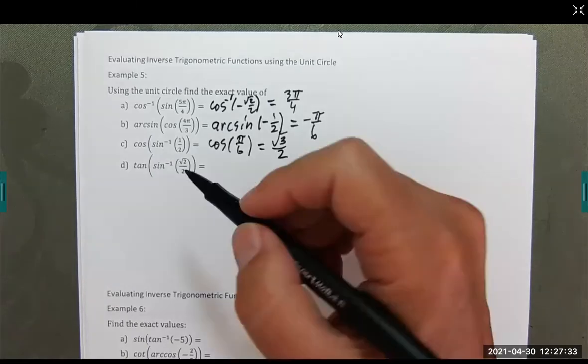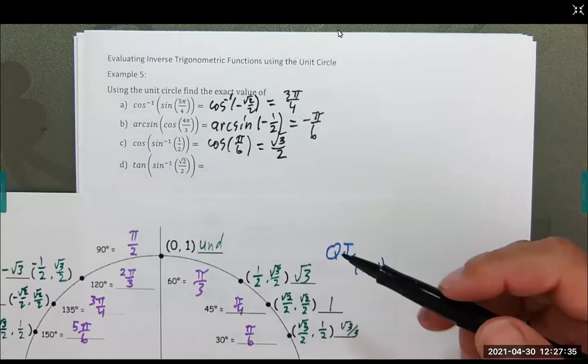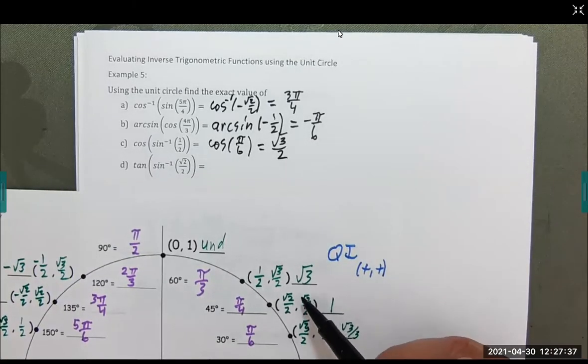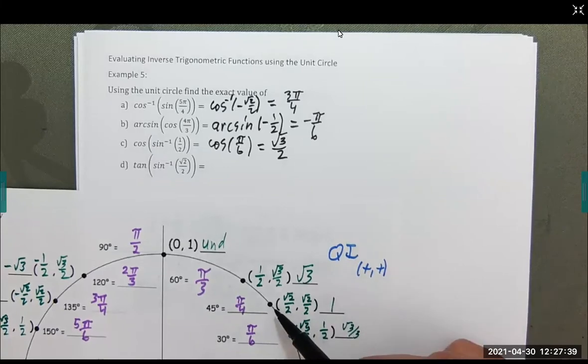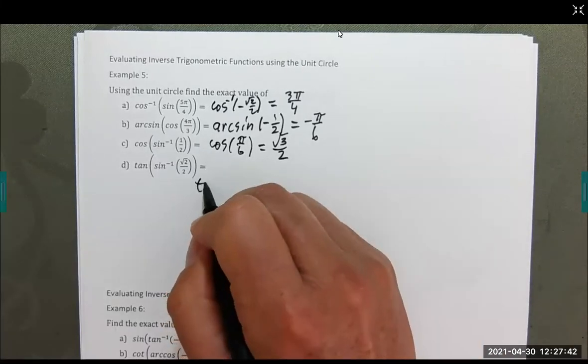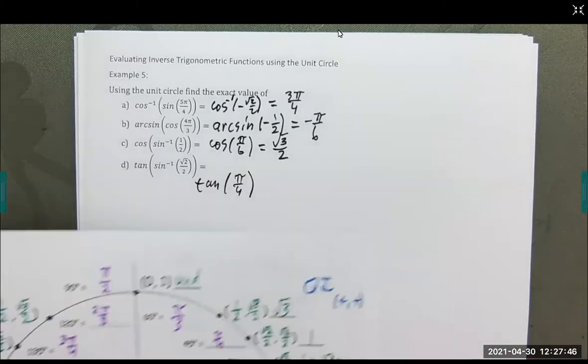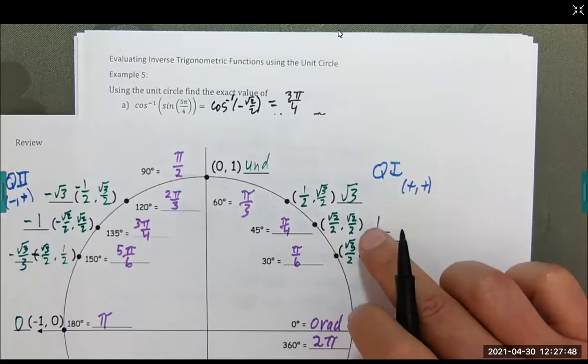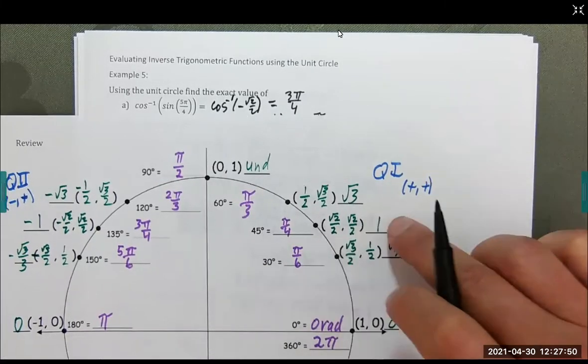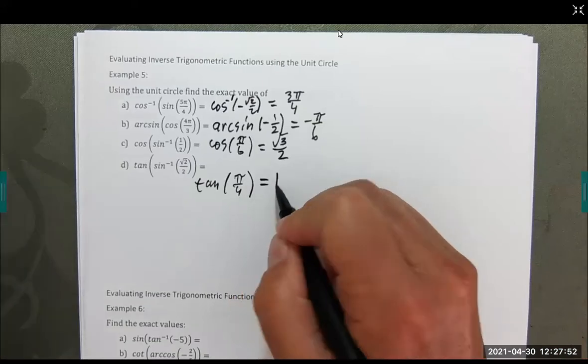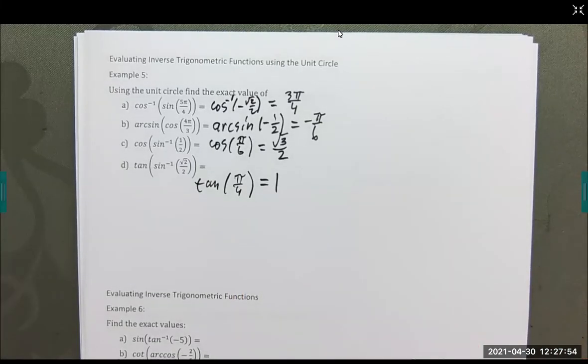Inverse sine of a positive value is in quadrant 1 again. And root 2 over 2, I'm here at pi over 4. So this becomes tangent of pi over 4. And the tangent of pi over 4 is root 2 over root 2, y over x, or 1. So these aren't too bad. You'll just need to have your unit circle available with you.